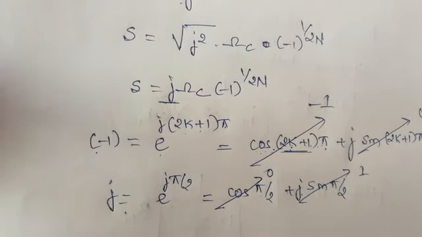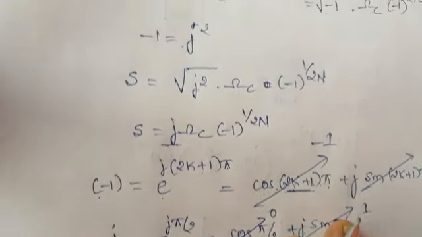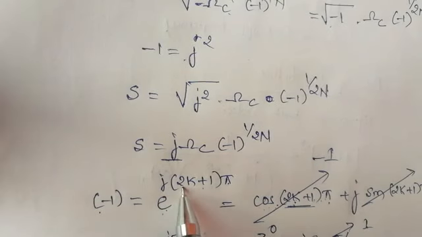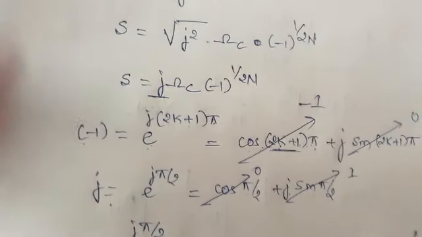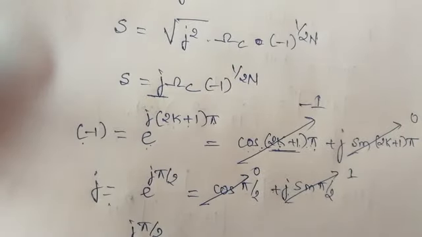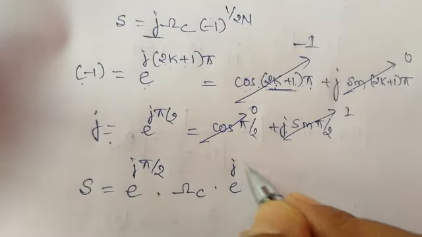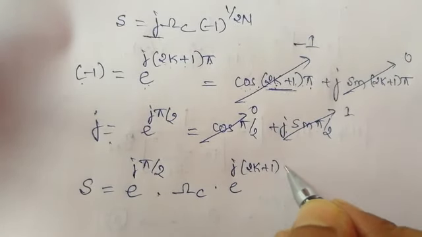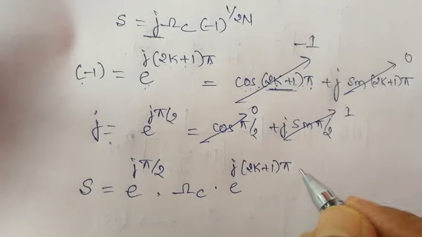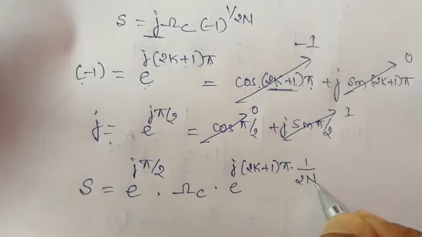Then we are getting s equal to what? J equal to e to the power j pi by 2, omega c as it is. Next, minus 1 I have taken as e to the power j into (2k plus 1) into pi. Same thing I am substituting here, e to the power j (2k plus 1) into pi, left with 1 by 2n as it is.